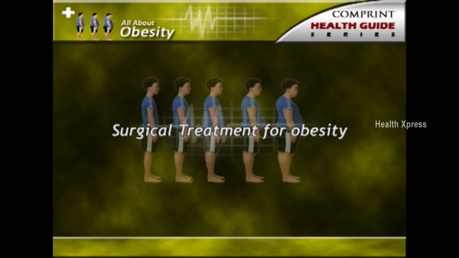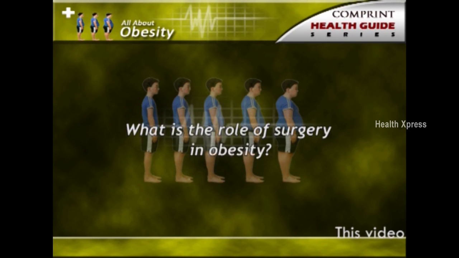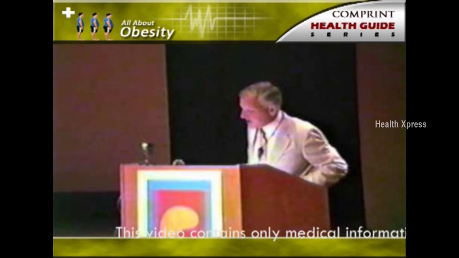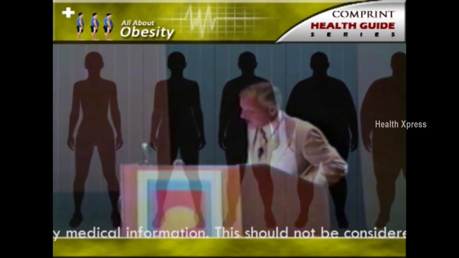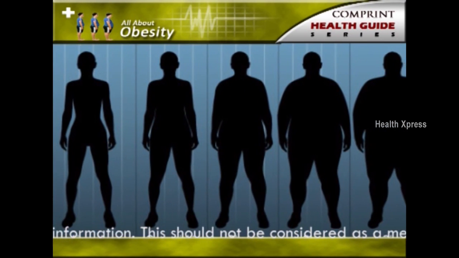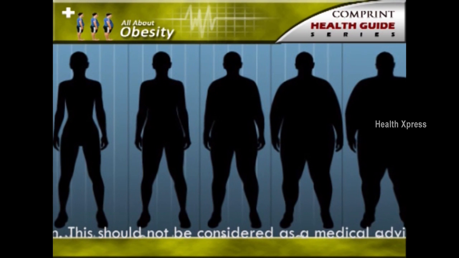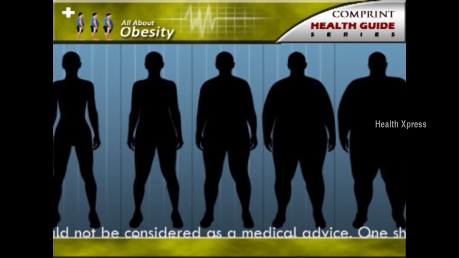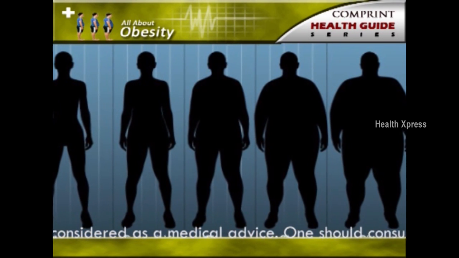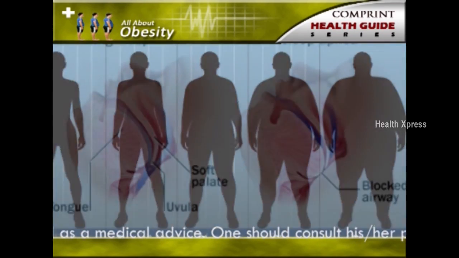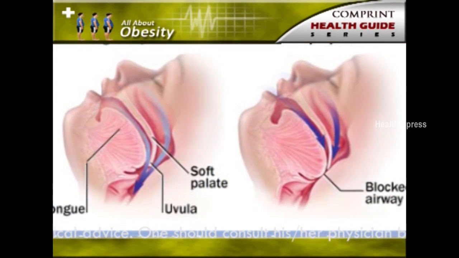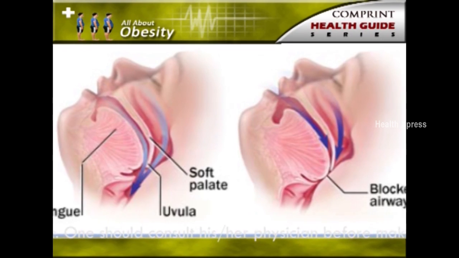Surgical treatment for obesity. What is the role of surgery in the treatment of obesity? The National Institutes of Health Consensus Conference has suggested the following guidelines for surgery in obese patients: patients with a BMI of greater than 40, and patients with a BMI of greater than 35 who have serious medical problems such as sleep apnea that will improve with weight loss.